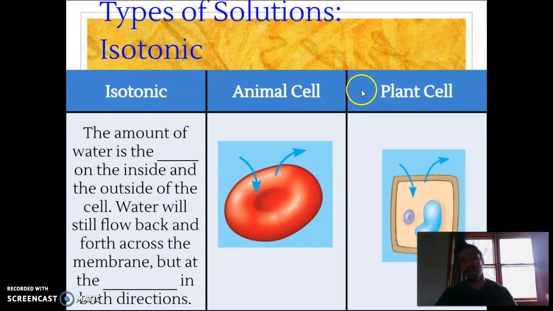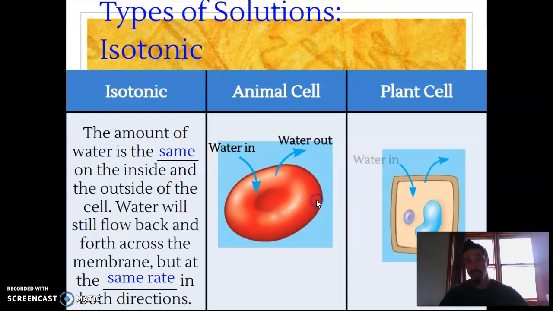So, isotonic is the amount of water is the same on the inside and the outside of the cell. That doesn't mean that there's no water traveling across the membrane. That just means that the water flows out of the cell at an equal rate that it flows into the cell. So the same rate, and this is indicated by our arrows here in the animal cell and plant cell picture.